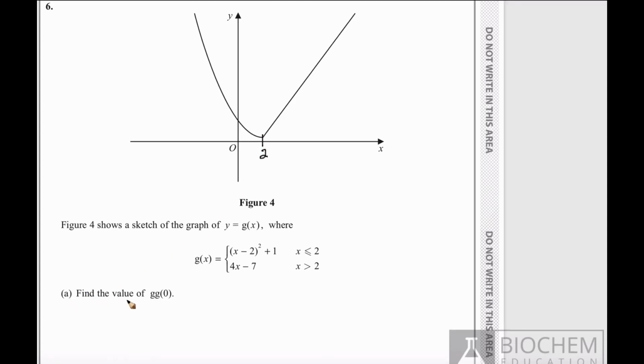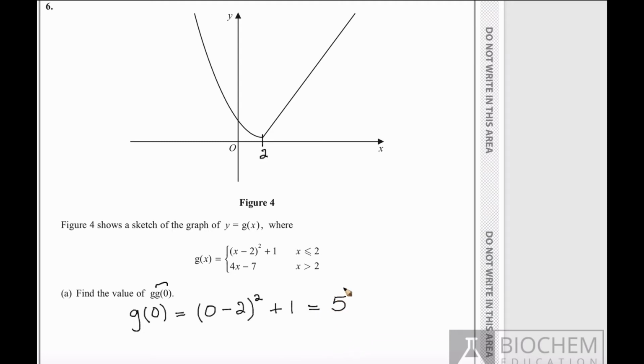Part A. Find the value of g of g of 0. So this is a composite function. We will first solve the inside, which is g of 0, with x being 0. Now, which of the two equations would you take to input our value 0? We will take the first equation, as that equation is defined for x values less than or equal to 2. So we will input 0 into that equation and we will get (0 minus 2) squared plus 1. And this comes out to be 5.